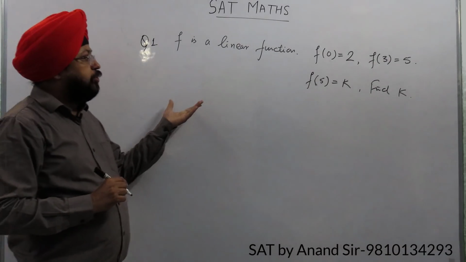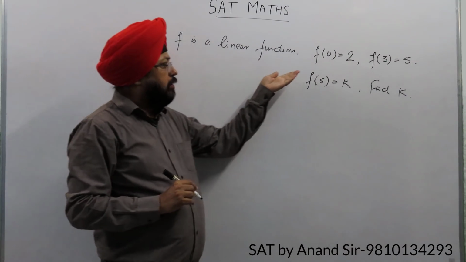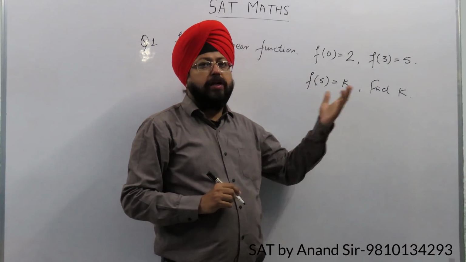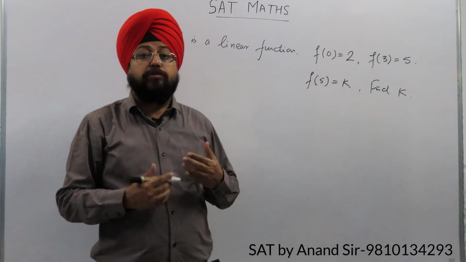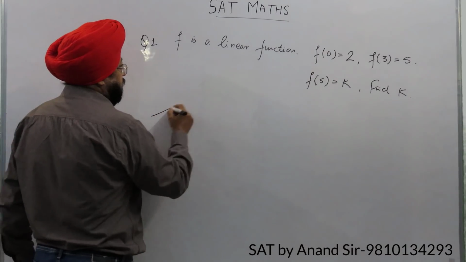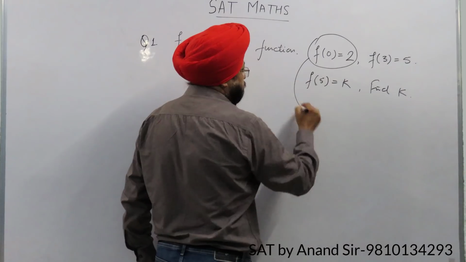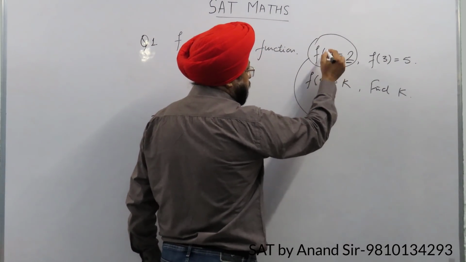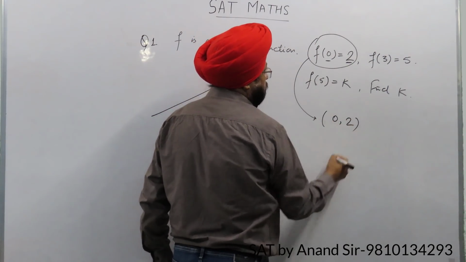So here is a question on linear functions. F is a linear function. F0 equals 2, F3 equals 5, and F5 equals K. Find K. Straight away, since it's a linear function, what will we be doing? We will be using the concept of slope. So here, F is a linear function, it means it's a line function. Now what does this mean? F0 equal to 2 means when x is equal to 0, y equals 2. I am repeating, when x is 0, y is 2. So the point will be 0, 2.